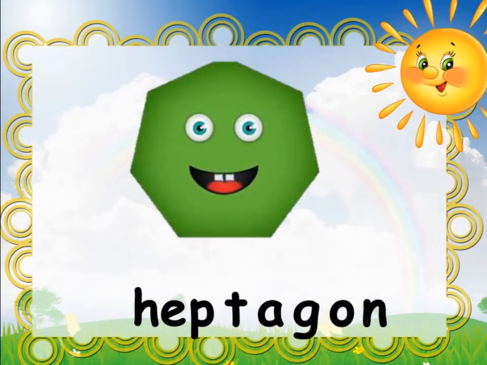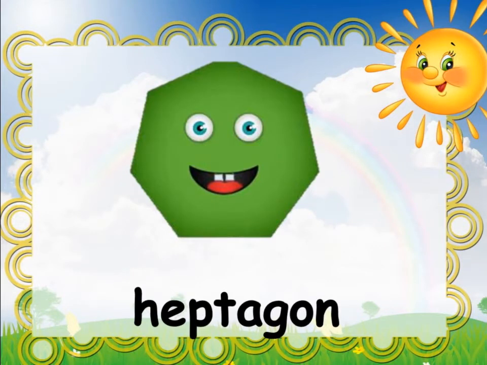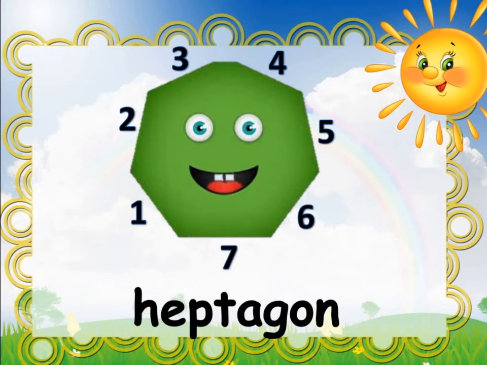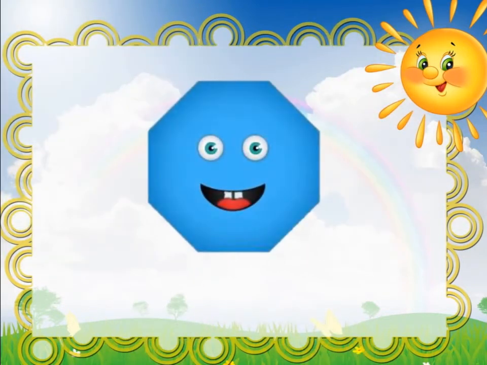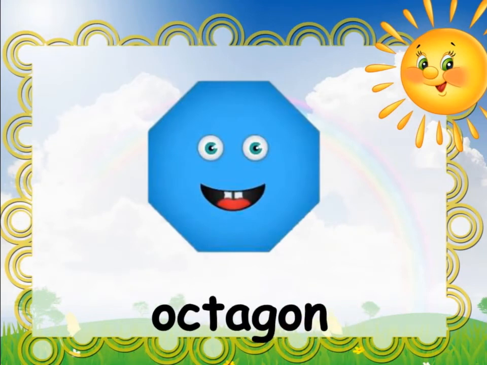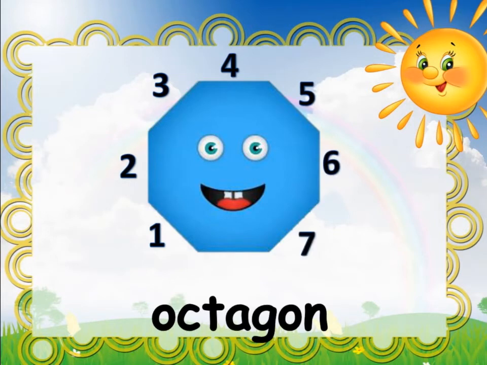And this is a heptagon. Heptagon has 1, 2, 3, 4, 5, 6, 7 sides. Heptagon has 7 sides. And this is octagon. Octagon has 1, 2, 3, 4, 5, 6, 7, 8 sides. Octagon has 8 sides. Say it again. Octagon. Octagon has 8 sides.